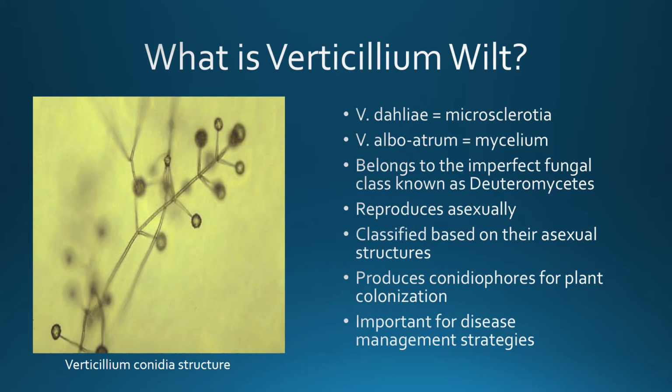In general, Verticillium wilt belongs to the imperfect fungal class known as deuteromycetes, which exhibit many of the same features as a regular pathogenic fungus, except that they do not reproduce sexually and are classified solely based upon their asexual structures. These structures are called conidia, which produce reproductive spores known as conidiophores. This is important as understanding the type of pathogen being dealt with is key for successful management strategies.